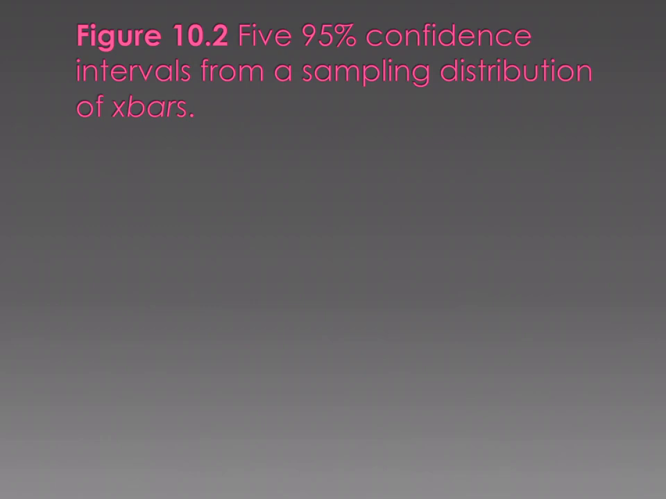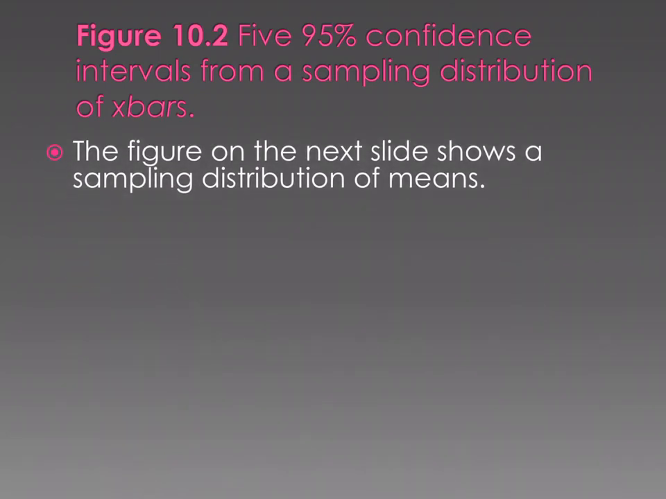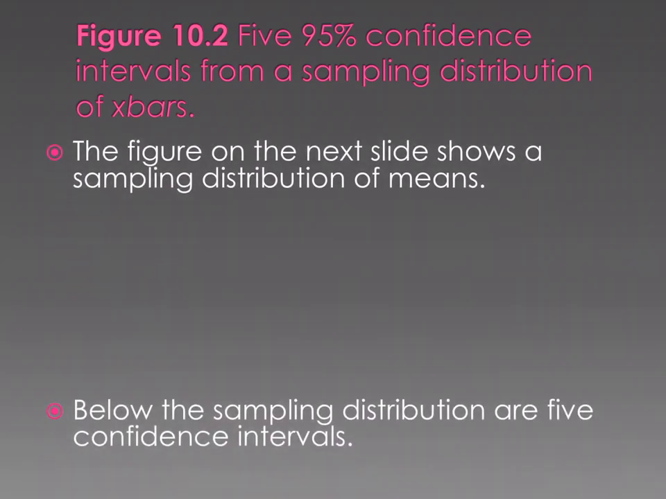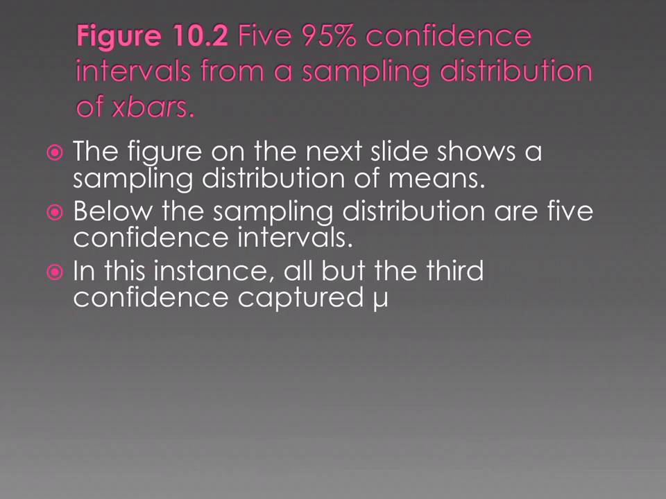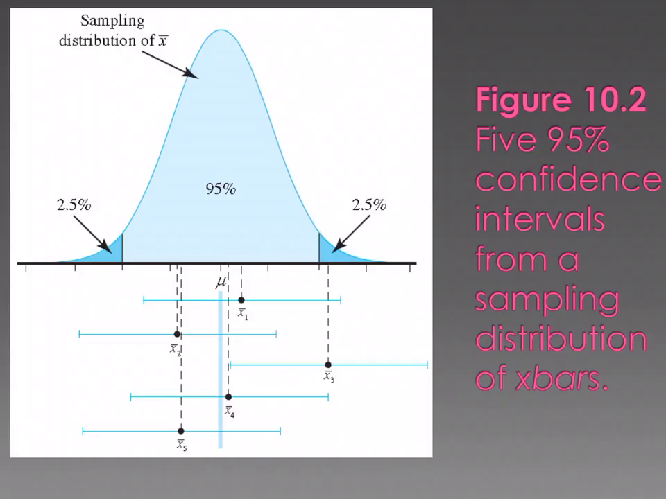So here's figure 10.2, 5 90% confidence intervals from a sampling distribution of X bars. The figure on the next slide shows the sampling distributions of the means. Below the sampling distributions are 5 confidence intervals. In this instance, all but the third confidence interval captures mu. So as you can see, here's your X bar 1, and here's your 95% confidence interval, and it's falling within the true value here. Like we said, the only one that doesn't is X bar 3.